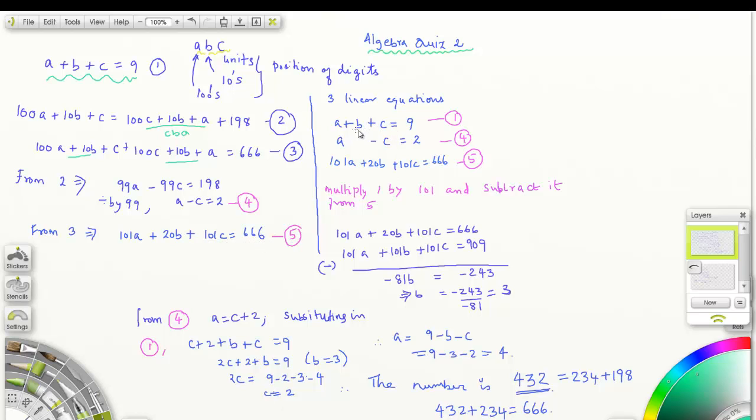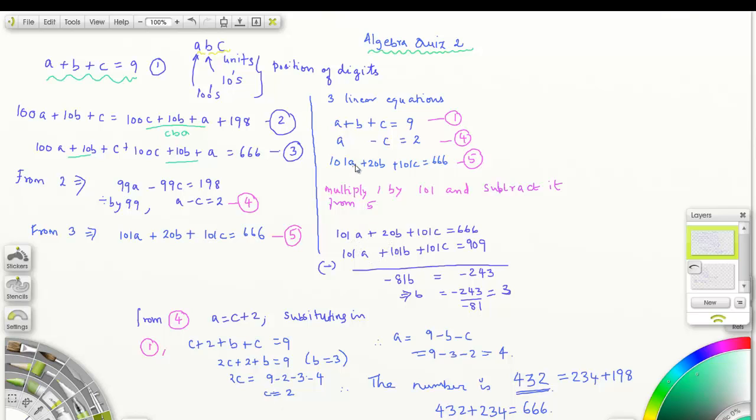So I've listed them here on the right hand side as 3 linear equations, and we can go about doing it in different ways, by substitution, by elimination, by making it in terms of 2 variables and then solving it later on. So I did it by inspection. I've got the third one, which has got 101A and 101C. And then I look at the first one, the A and C, they have unit coefficients. So I'm simply going to multiply the first equation by 101 and then subtract it from the fifth one. That's what I've done below.